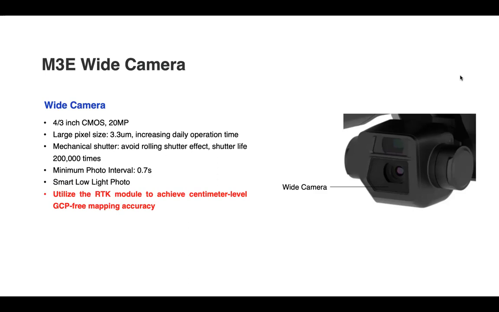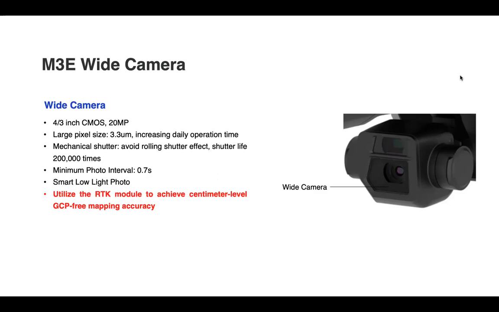Specifically, you can think about the mapping side. Obviously, the drone's flying as it's taking photos in most cases, so very useful. And a shutter life of 200,000 uses there. Very low minimum photo interval of 0.7 seconds, and also has the option for a smart low light photo. Utilizing the RTK module is what enables you to achieve centimeter level mapping accuracy without using GCPs.